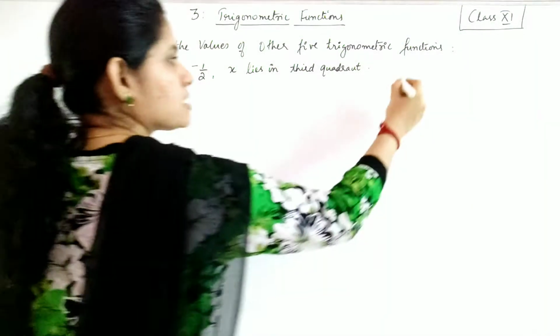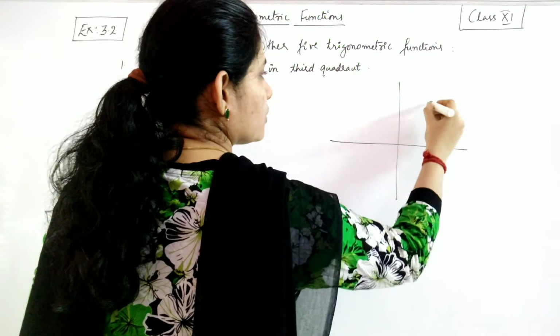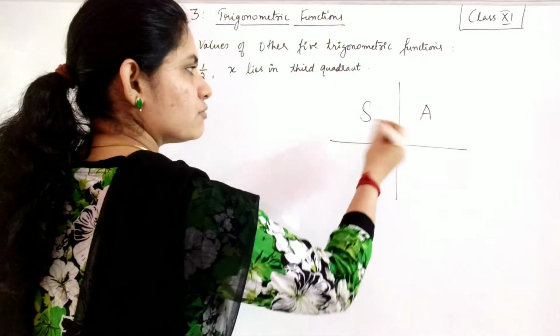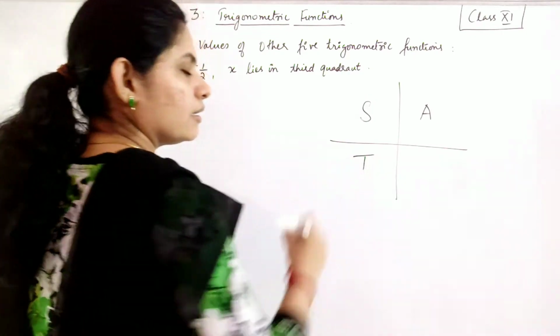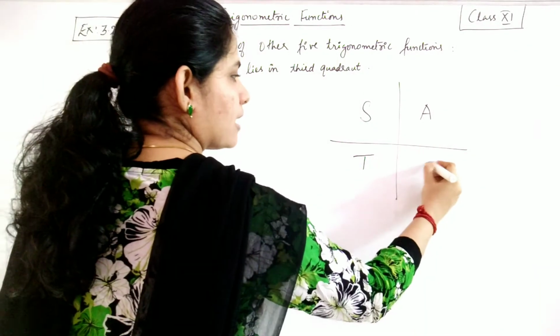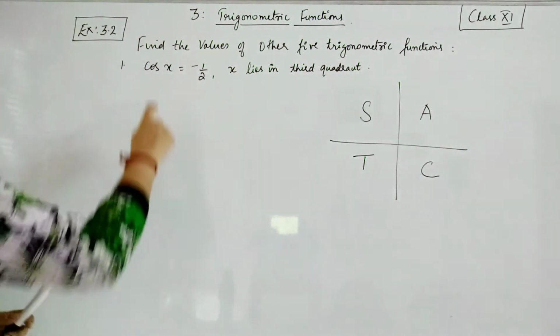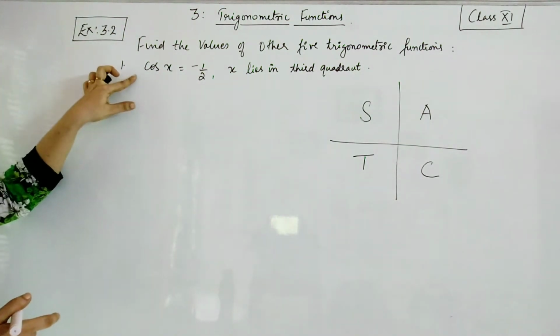Okay, so first we will just see that in the first quadrant you have all positive, in the second quadrant sine is positive, which means cosec also positive, then tan and cot positive in the third quadrant, and cos positive in the fourth quadrant. Cos positive means sec also. Okay, now we will start to find out the values.